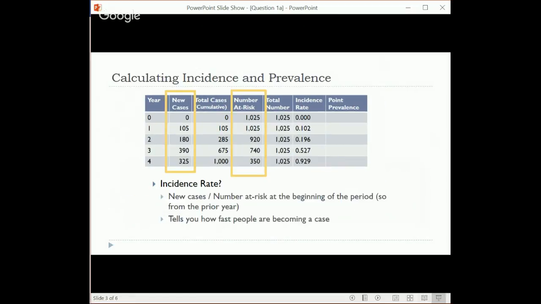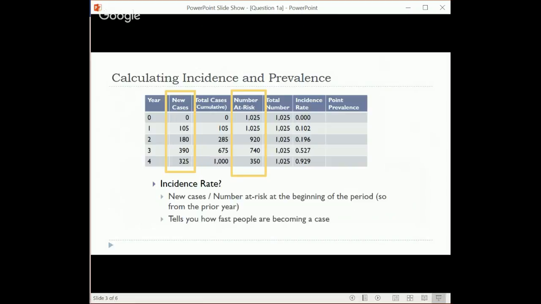So you have to create two additional columns. One being the total number, and that's always 1,025, and two being the total cases. For column 3, you're just adding column 1. So 105 plus 180 gives you 285. 285 plus 390 gives you 675. 675 plus 325 gives you 1,000.